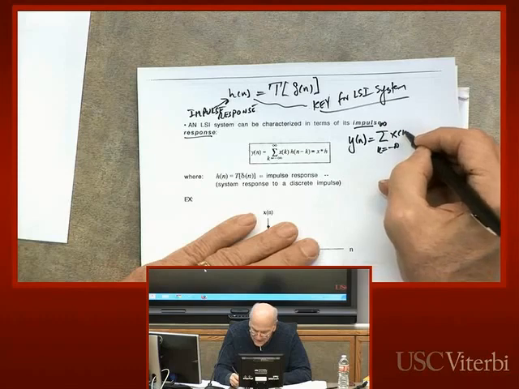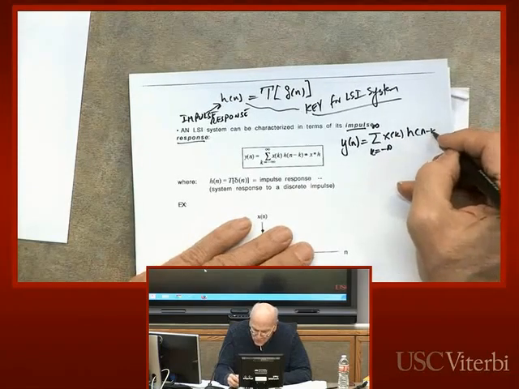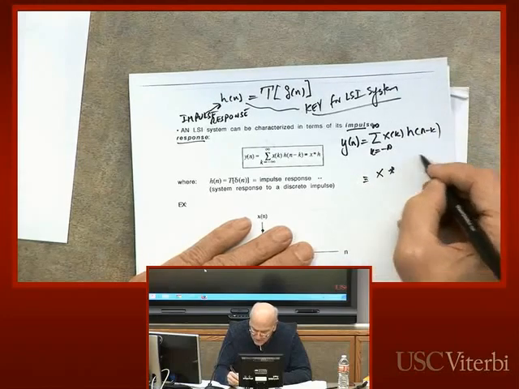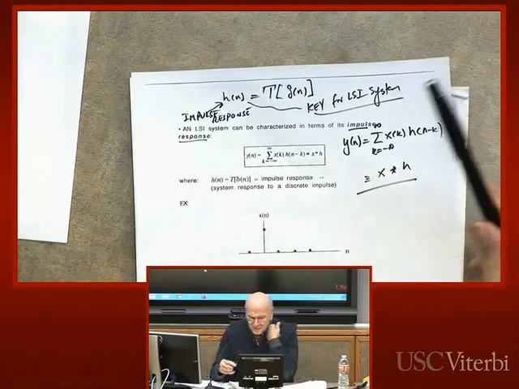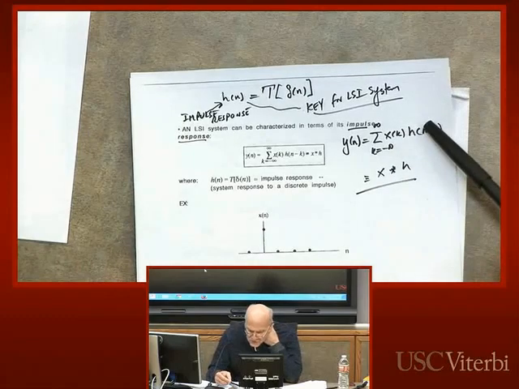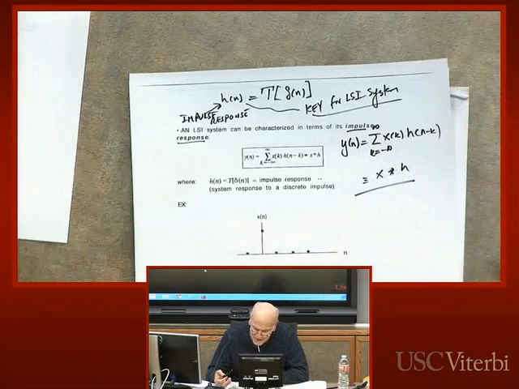X of k times h, a very, very important result. Or I can also write that as x convolve, a discrete convolution with h. Okay, very important concept. For any linear shift invariant system, if I know its impulse response, I can generate the output for any input, x of n.